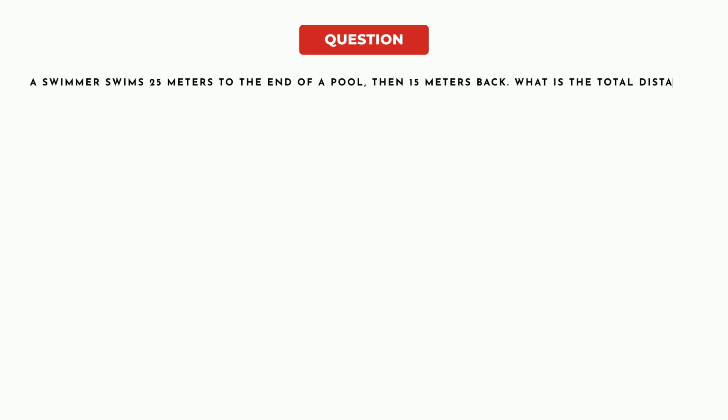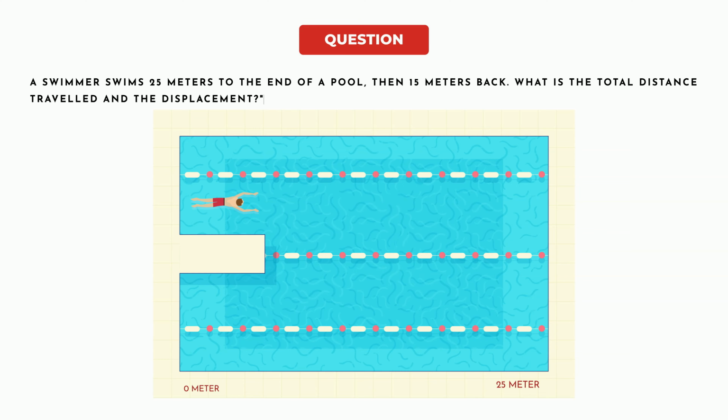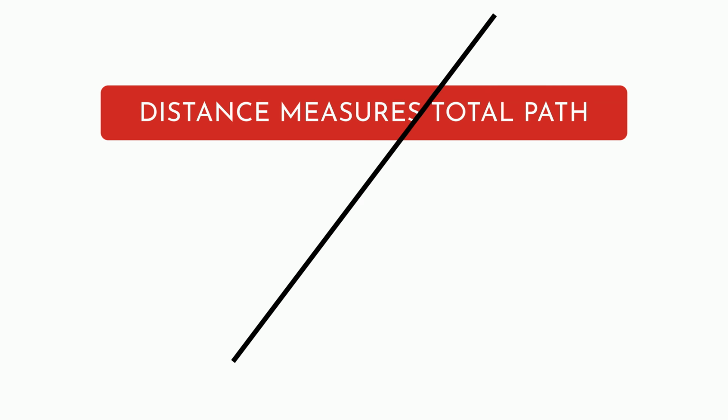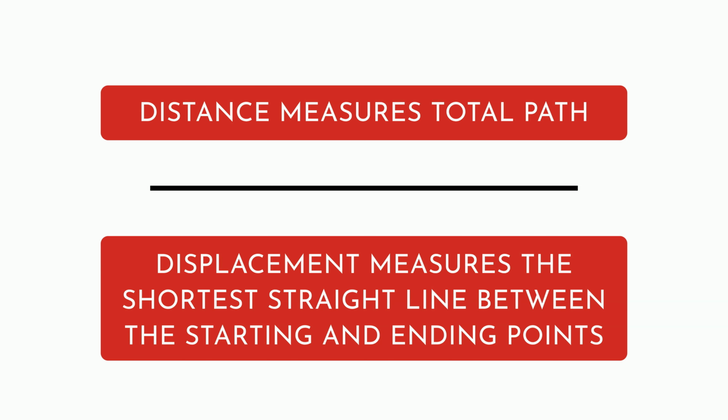Now let's put this to the test with a quick problem you might see in exams. A swimmer swims 25 meters to the end of a pool, then 15 meters back. What is the total distance traveled and the displacement? The distance the swimmer covers is 25 meters plus 15 meters, which equals 40 meters in total. The displacement, however, is 25 meters minus 15 meters, resulting in a displacement of 10 meters toward the end of the pool. Notice how distance measures the total path, while displacement measures the shortest straight line between the starting and ending points. Mastering this difference is key to acing physics problems.